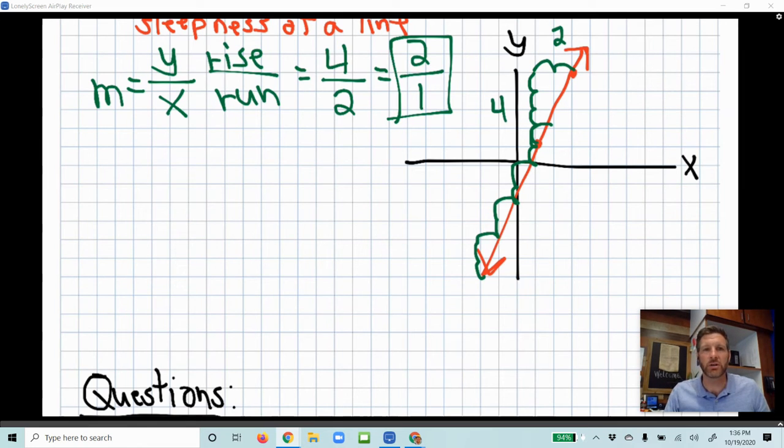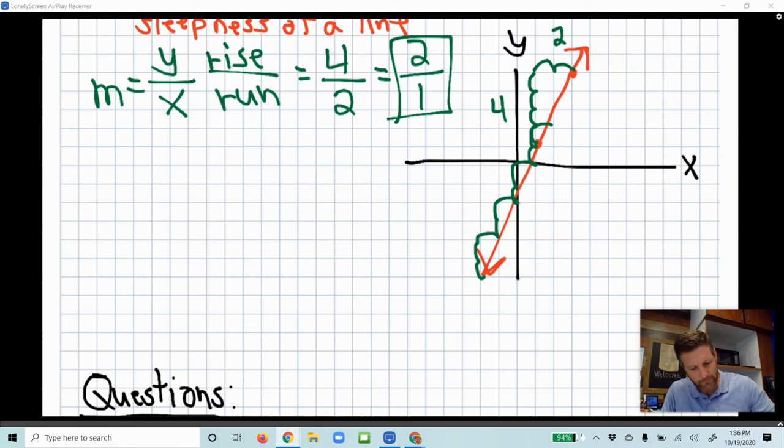However, you can treat ratios just like a fraction. And so 4 over 2 actually reduces to 2 over 1. So you could think of that line both ways. It either goes up 4 and then runs 2, or it goes up 2 over 1. They're both basically the same.